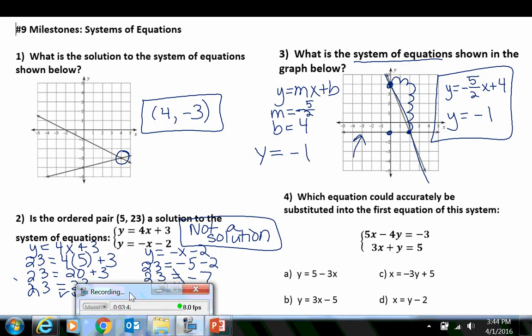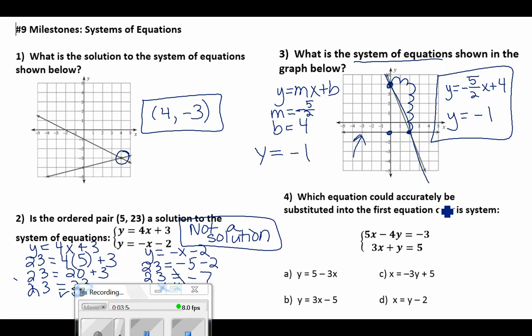Question 4. Which equation can accurately be substituted into the first equation of this system? So we're going to look at this equation because it's saying which equation could be accurately substituted into the first one, which is 5x minus 4y equals negative 3. So for this second one right here, we're going to solve for y equals and check it, and then we're going to solve for x equals if we need to, because we have a and b are both set y equals, c and d are both x equals.